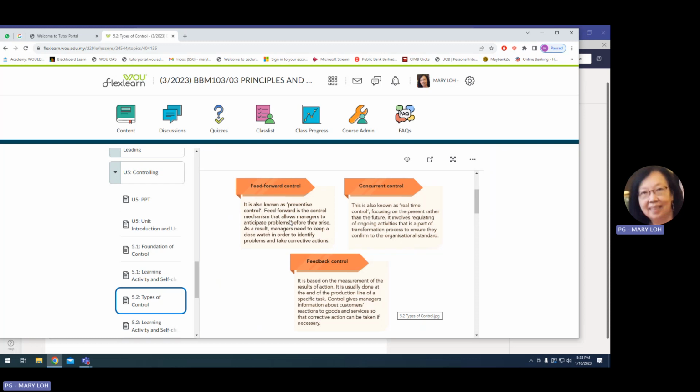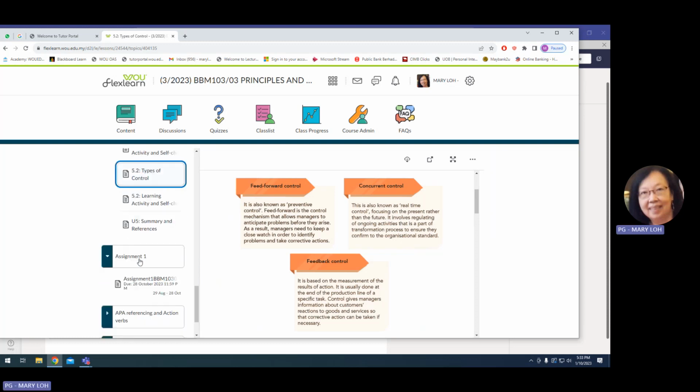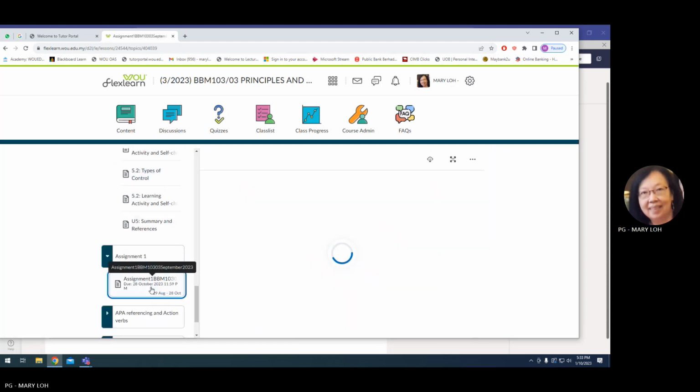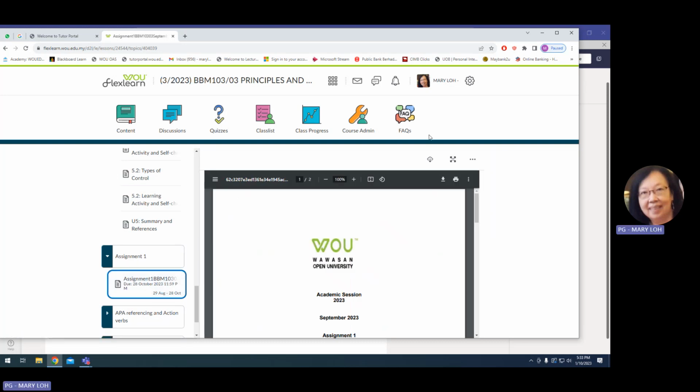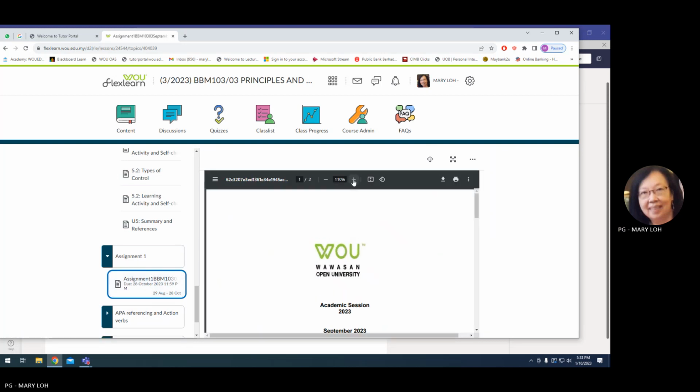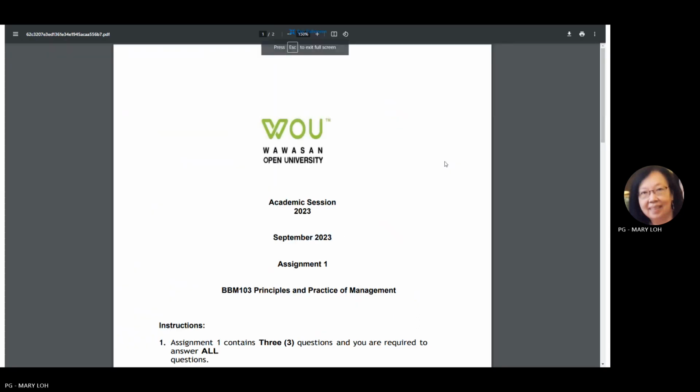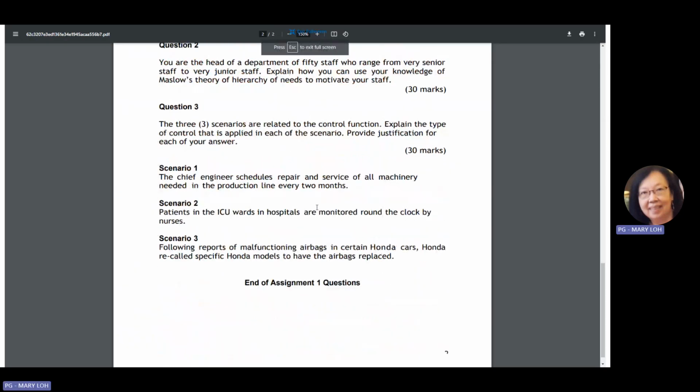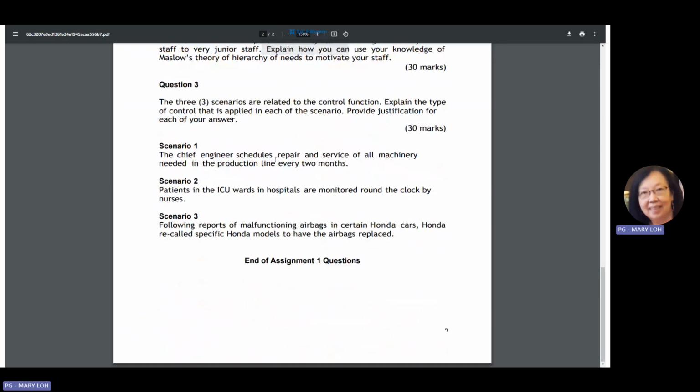So now we go back and look at the question. If you look at the question on the types of control, what is this? The chief engineer schedules repair and service of all machinery needed in the production line every 2 months. So this is what we call preventive.